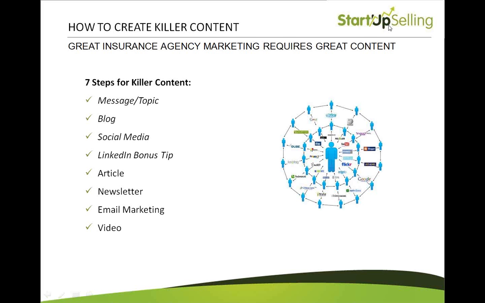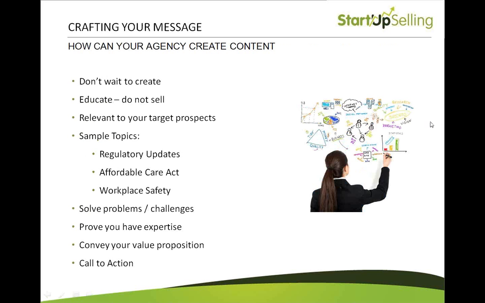Is your blog something that can be repurposed or expanded upon or illuminated into an article? Can you collate or curate your blogs and articles into a newsletter? Can you send that newsletter or blogs out to prospects via email? And last but not least, is the content that you've created something that can be turned into a video? So if you follow those 7 steps, we know you'll have killer content for great agency marketing and lead gen campaigns. So let's get started.